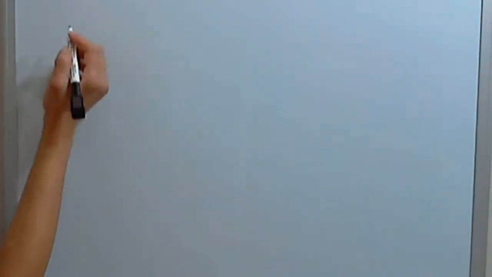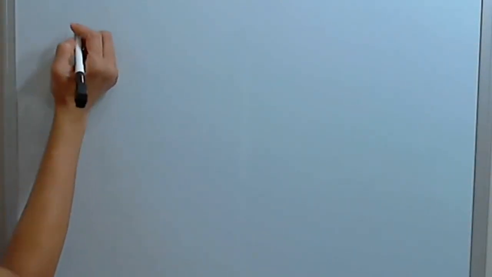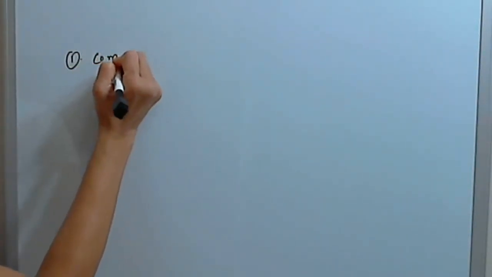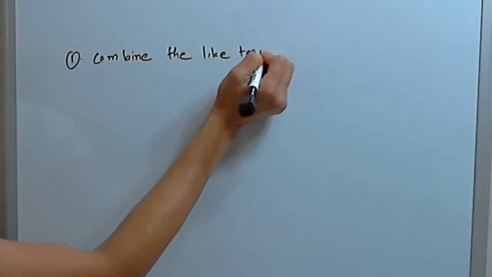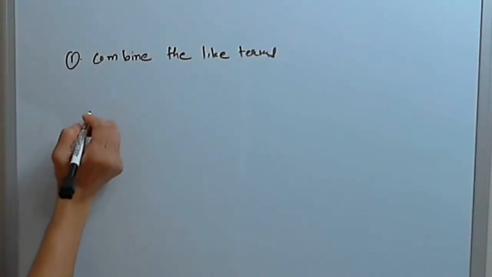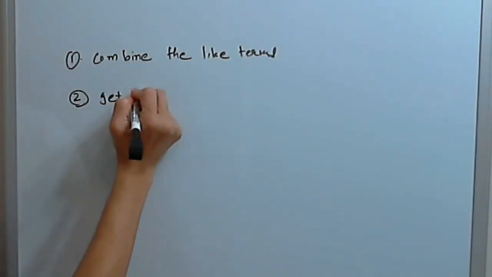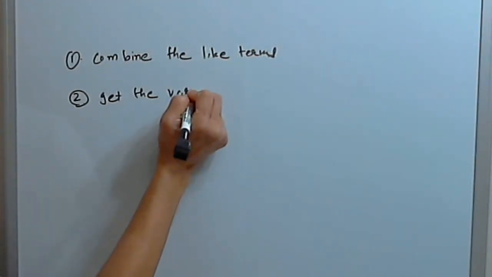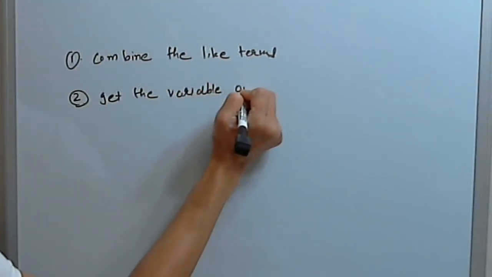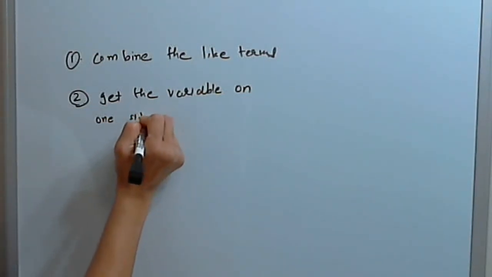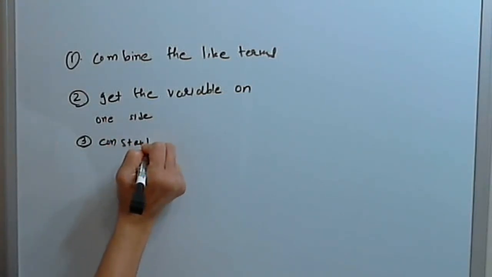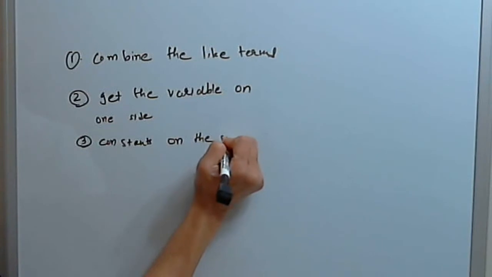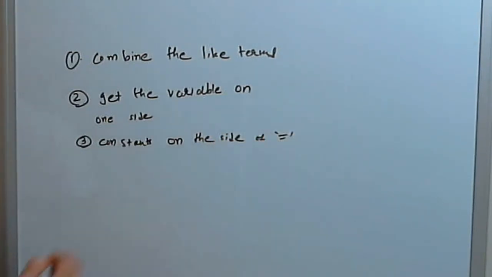So things to remember here in solving a basic equation: first, combine the like terms together. The second is get the variable on one side, and third, the constants on the other side of the equal sign. All right, and then you can solve the problem.